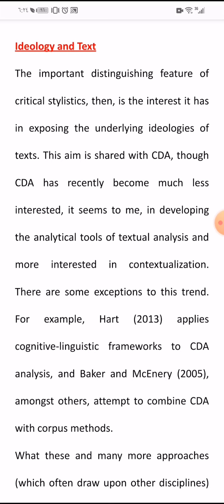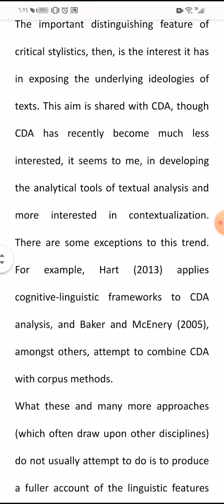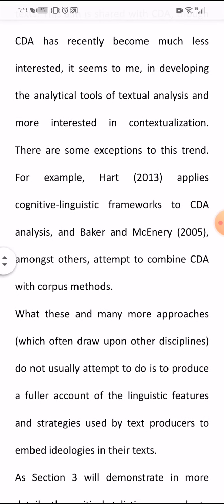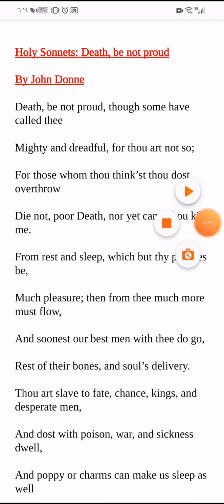There are some exceptions to this trend for CDA. For example, Hart applies a cognitive linguistics framework to CDA analysis, and Becker and Neri, amongst others, attempted to combine CDA with cognitive methods.